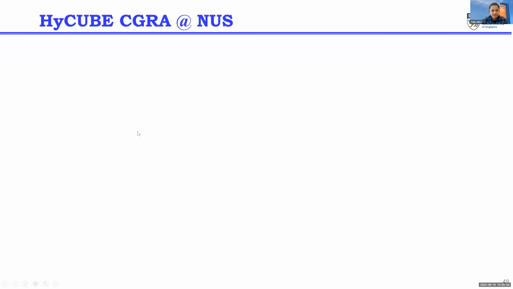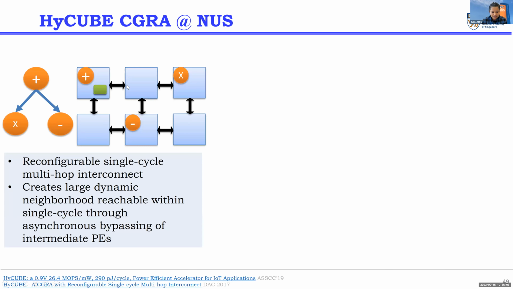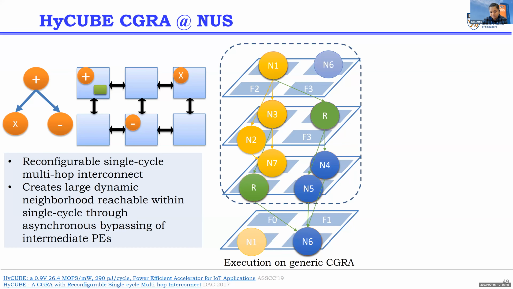Going a bit into HyCube, it proposes a special type of interconnect, which is a single-cycle multi-hop interconnect. What this interconnect does is create a large dynamic neighborhood so that any two PEs can be reached within a single cycle by asynchronously bypassing intermediate PEs. For example, if you take this DFG in a HyCube-like architecture, you don't need to place the nodes in very close-by PEs. It can be placed on a far away PE so that it can still reach the destination in a single cycle.